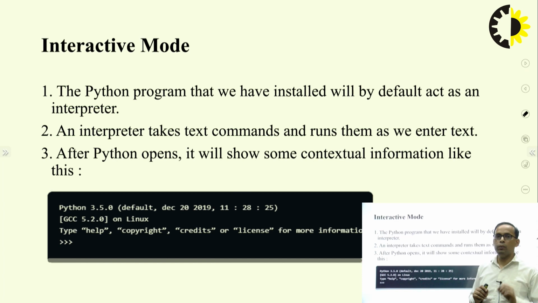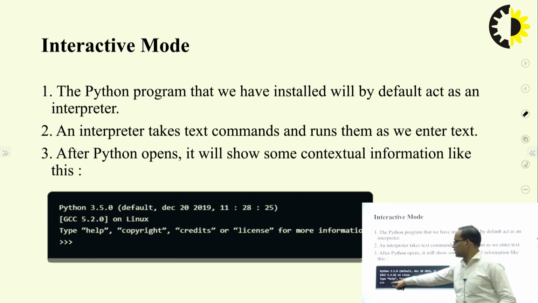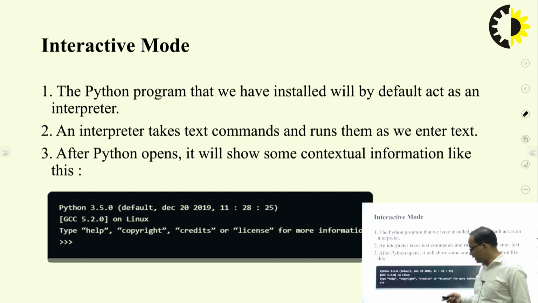When we open the Python interpreter, such a window will appear on your computer screen. The background may be white or it may be black. This symbol is known as the Python prompt. After this symbol, we will type our Python code or Python command and then execute it.